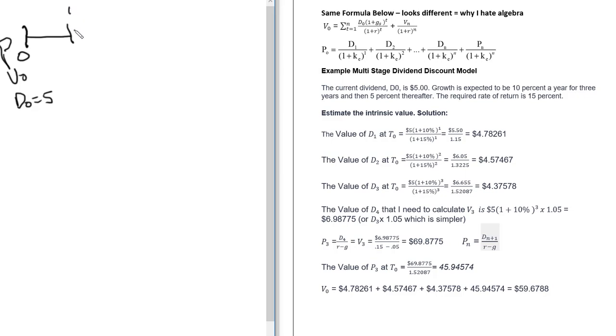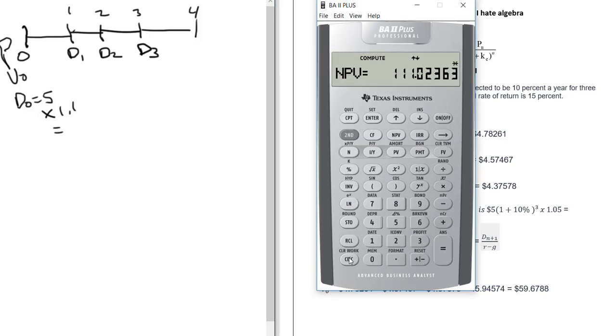So this is going to be year 1. This is going to be year 2. This is going to be year 3. I'm going to draw a little bit longer line so I can do more writing. And this is going to be year 4. So we're going to need D1, D2, and D3. And it says here that growth is expected to be 10% a year for 3 years. So D0, $5 times 1.1 is going to give us our D1. So let's just bring up the calculator. And so it's $5 times 1.1. And we've got our dividend for D1 equals 5.5.